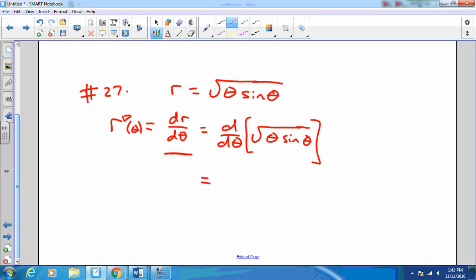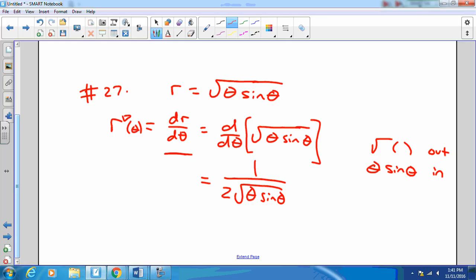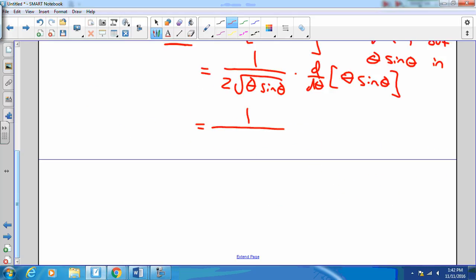So, how do I proceed? Outside is square root and inside is theta sine theta. Good. Very good. And so our derivative is 1 over 2 square root of theta sine theta. Good. Okay. Now we examine this theta sine theta thing, and what derivative rule am I going to need for that? Yep.